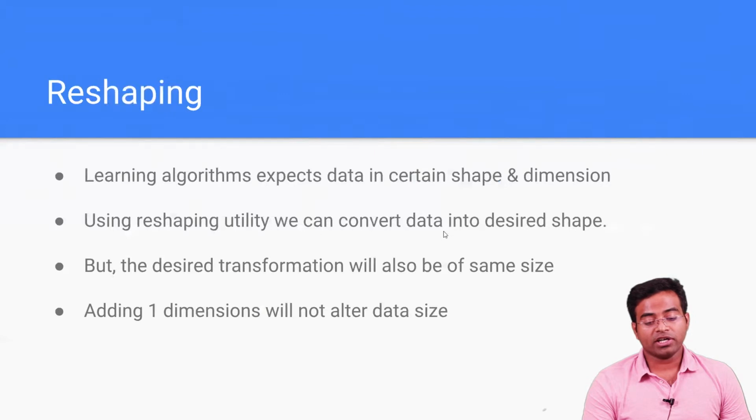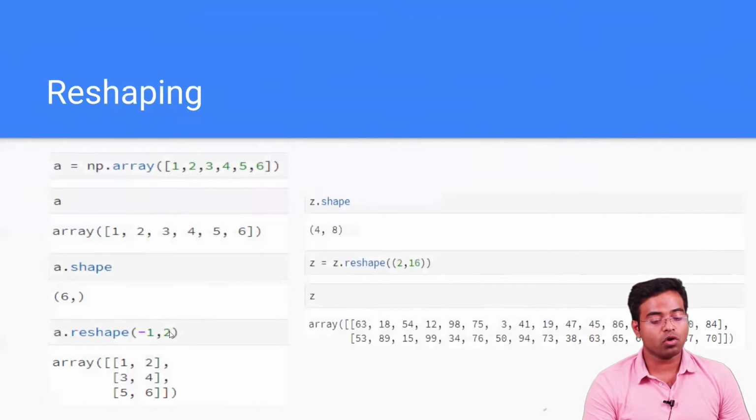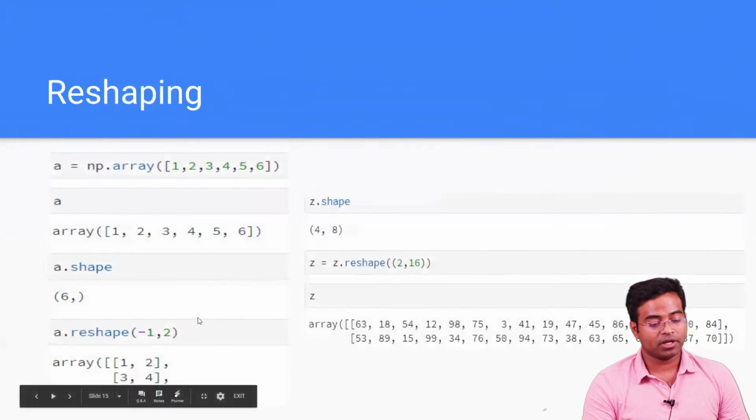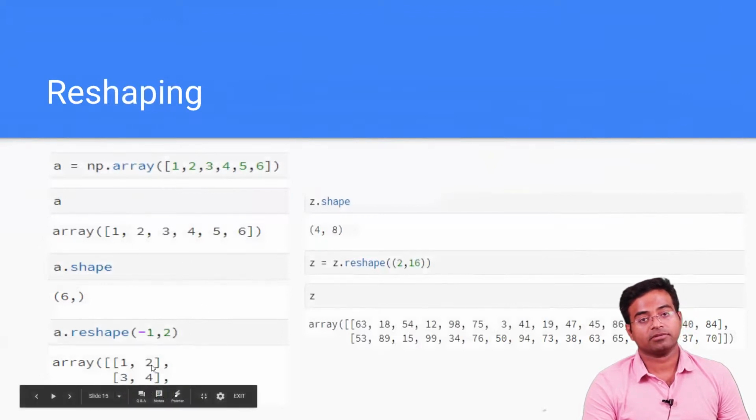Using the reshape utility, we can convert data into a desired shape, but the desired dimension will also be of the same size, right? That is what is important. For example, if you see this NumPy array, which is one dimension, you are able to convert it into one row here, right? You are converting the data structure into two columns, and -1 means derive the number of rows, so 3 cross 2 basically. So the same data structure is being converted into 3 cross 2. What is important here is that the size remains the same. This is 6, this is also 6, right?